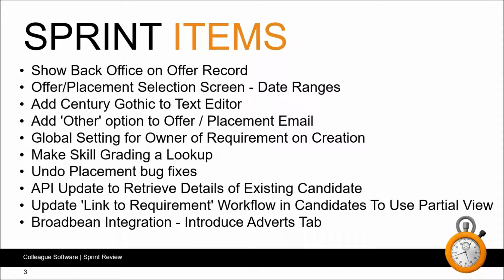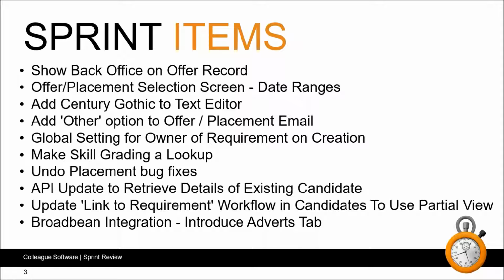We've added a global setting for the default owner of a requirement on creation. This works the same as it does on the candidate, company and contact record. We've made skill grading a lookup so that this can be tailored to suit your own grading terminology for skills. We've applied multiple fixes to the undo placement feature, so this feature now works as expected.